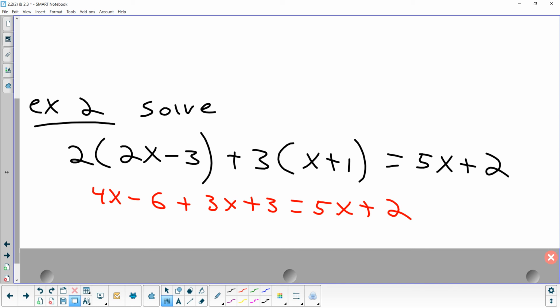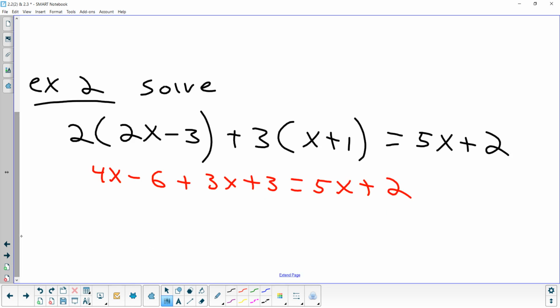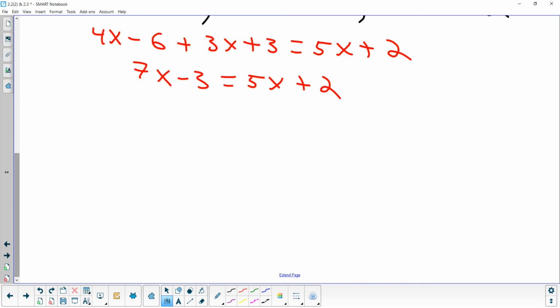How about Mac? Can you give me my next step? You put the x on one side. Even before we start moving things from side to side, something else we have to do first. Like, yeah, let's combine like terms so we get everything together on the left. Can you combine all my like terms together on the left and tell me what I get? 7x minus 3 equals 5x plus 2. Yep. So the 7x minus 3 is what you get when you combine everything together.